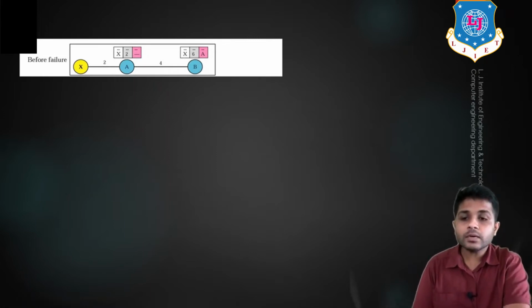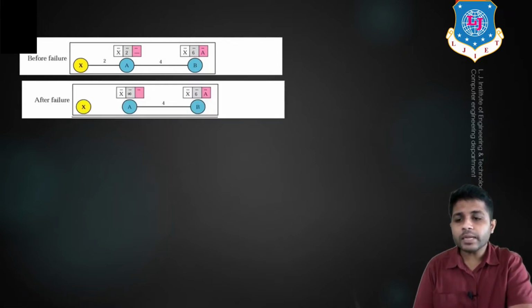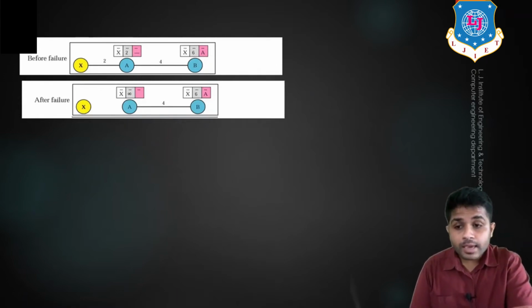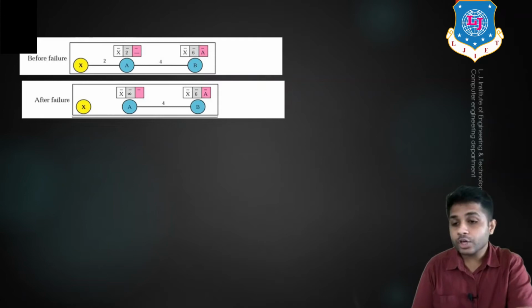Now what happens in the routing protocol is that all these routers share their information with all the neighbors. After some time, let's say every 3 seconds or every 5 seconds, they share their data, and from the data each router will create a new table. Let's say after some time the link between A and X is broken. When the link is broken, A finds that there is no way possible to reach router X.